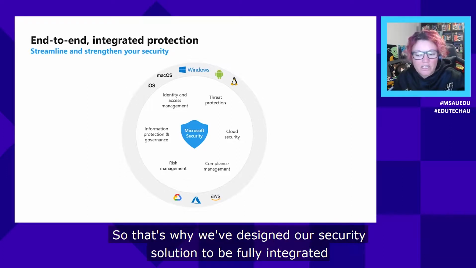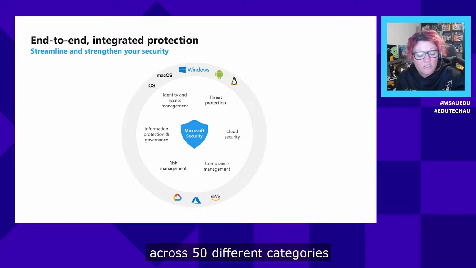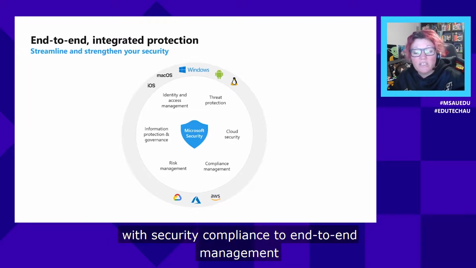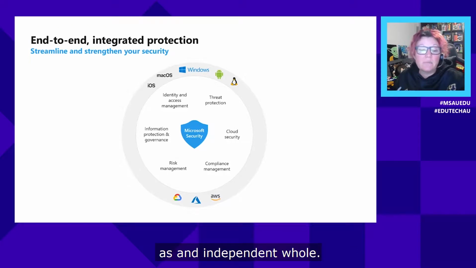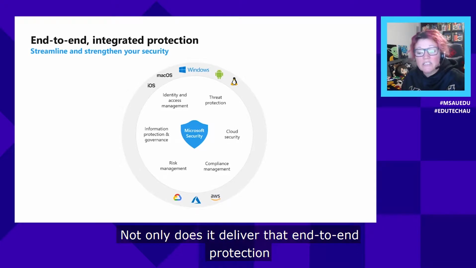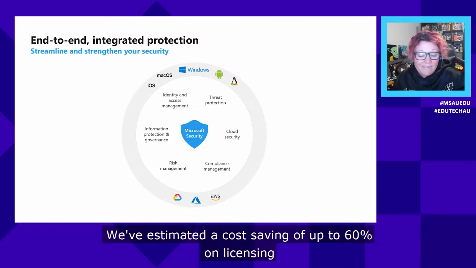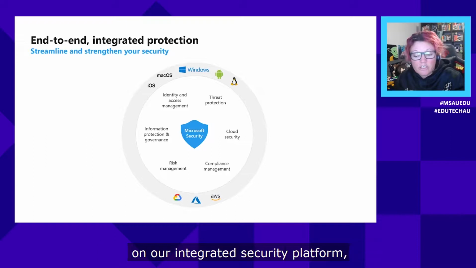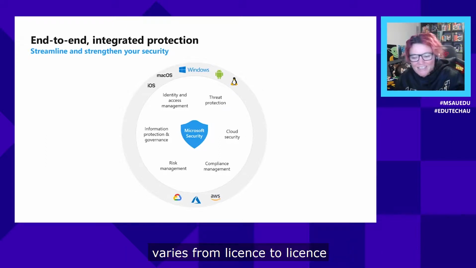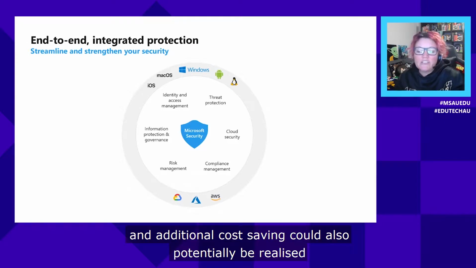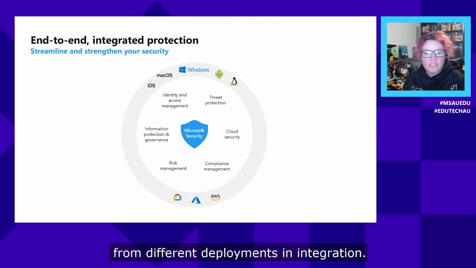So that's why we've designed our security solution to be fully integrated across 50 different categories, with security, compliance, identity, and management as an integrated whole. Not only does it deliver that end-to-end protection, but it's also more cost-effective than a lot of other vendors. We've estimated a cost saving of up to 60% on licensing when you streamline your security operation on our integrated security platform. It varies from license to license, but on average, an additional cost saving could also potentially be realized from different deployments and integration.